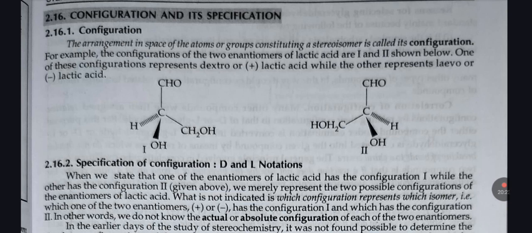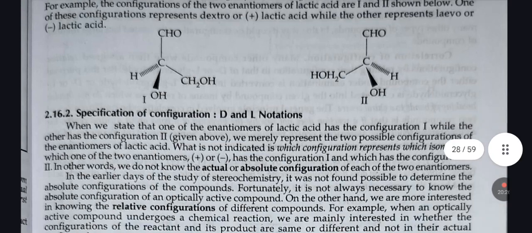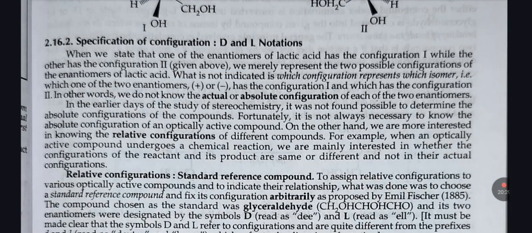Specification of configuration, DL notation. We state that one of the enantiomers of lactic acid has configuration 1 while the other has configuration 2 given above. We merely represent the two possible configurations of the enantiomers of lactic acid. What is not indicated is which configuration represents which isomer, that is, which of the two enantiomers, positive or negative, has configuration 1 and which has configuration 2. In other words, we do not know the actual or absolute configuration of each of the two enantiomers.